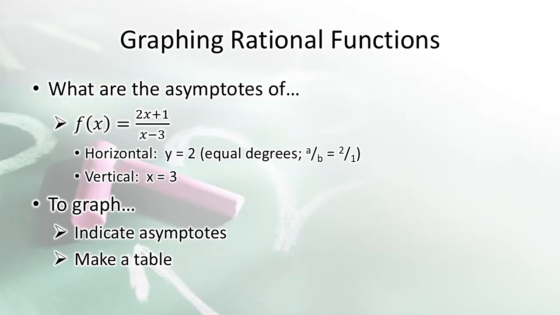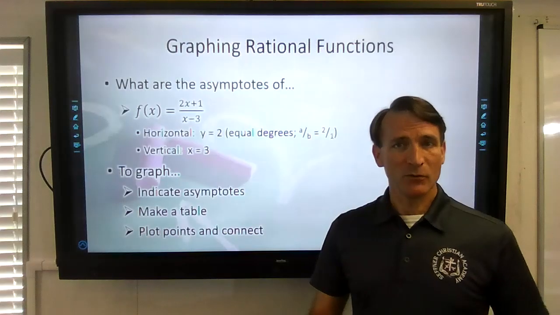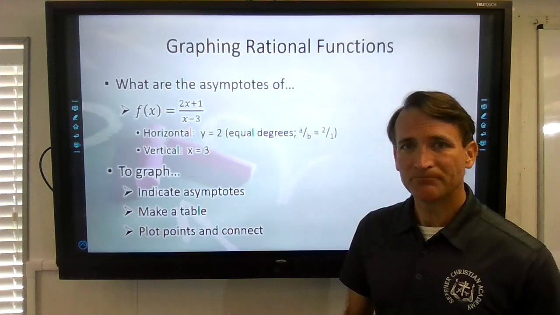Second thing you're going to do is make a table of numbers, choosing values of x, finding the corresponding values for y, and then plot those points and connect all those points with a curve. Keeping in mind that you cannot go over asymptotes with your line, you would have to break it. So it's going to be discontinuous is the term that is used.